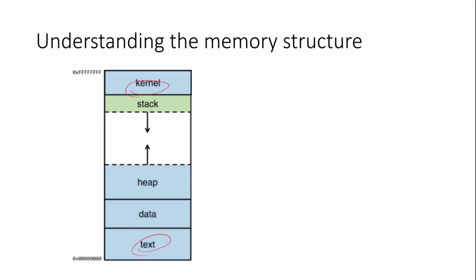What is text? This is on the bottom of the memory, and it contains the actual code, the compiled machine instructions of the program. This particular area is a read only area because these should not be allowed to be changed. For example, let's suppose you have some random pseudocode. You compile it, you convert it into machine code, and these machine instructions are then stored over here.